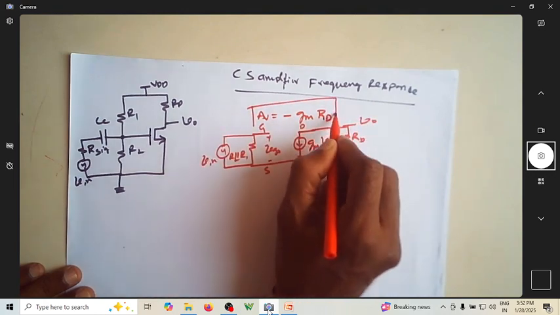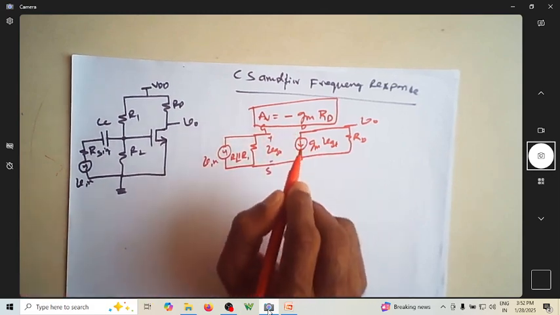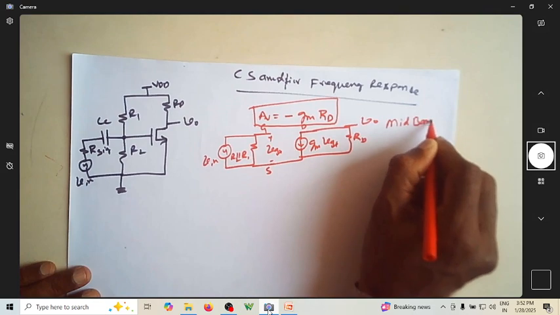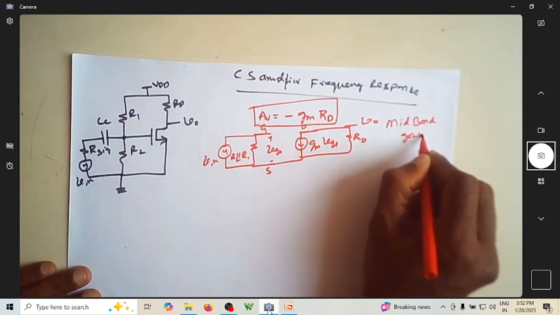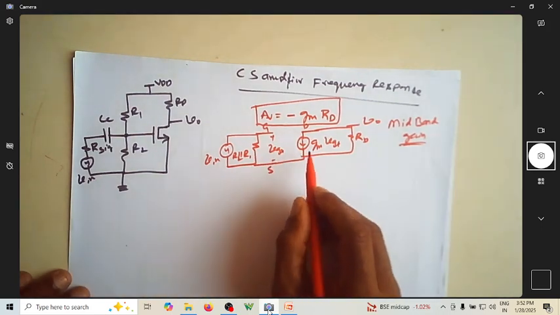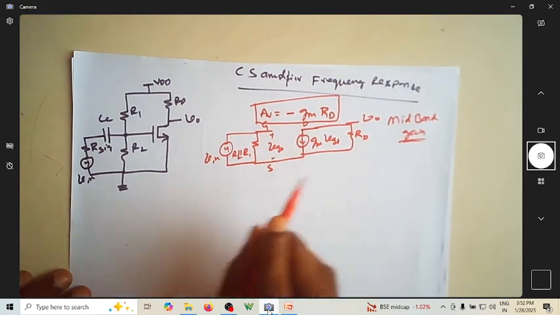So whatever gain expression we got, we said that this is a midband gain. In this midband gain, we're not considering any capacitors. We are assuming that all capacitors are not considered. In the midband gain, this is the AC small signal model.